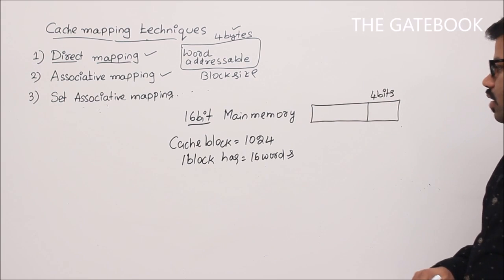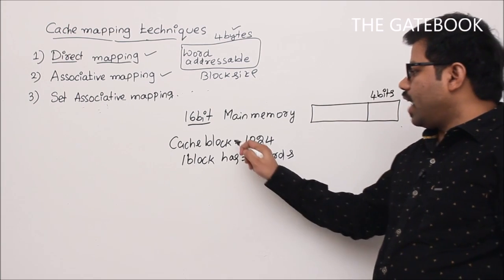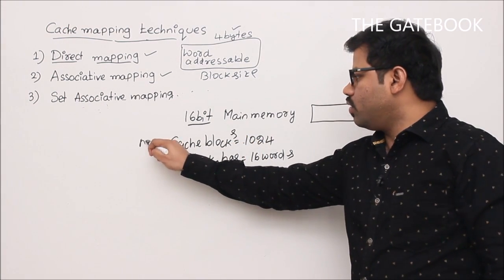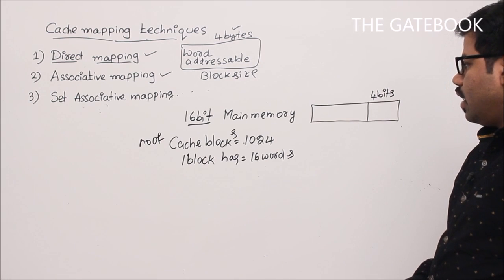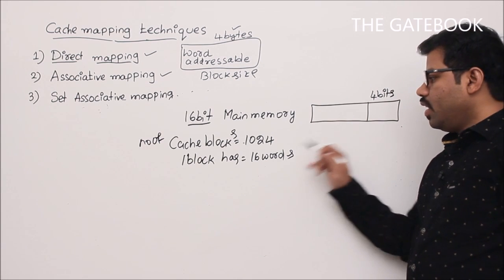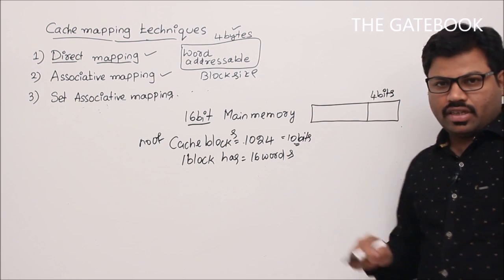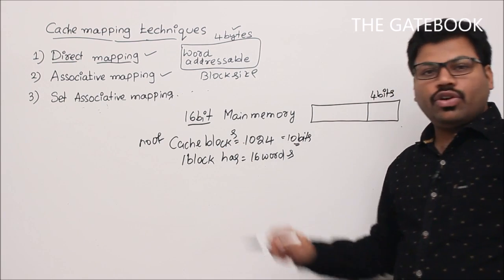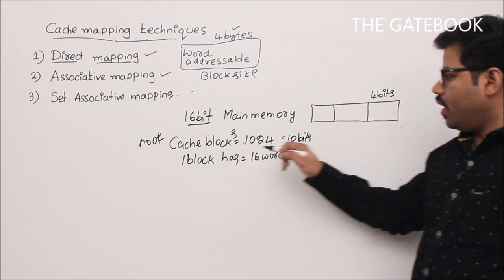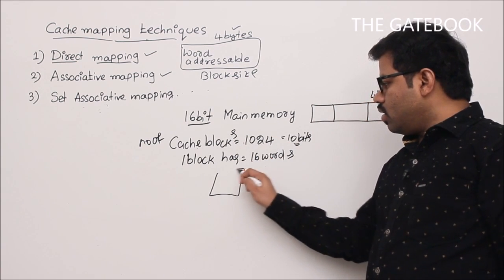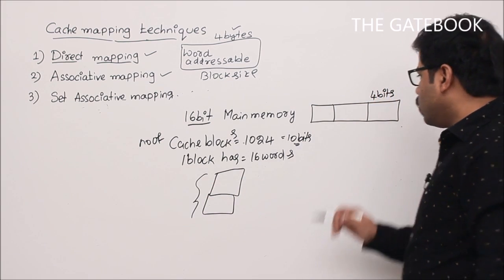Second, the number of cache blocks is 1024, not cache block size, the number of cache blocks is 1024. Then how many bits are required to differentiate them? 10 bits, correct? So the cache index size will be 10 bits. Remember, the number of cache blocks decides these next 10 bits, because we have to index into the cache. This is your cache with 1024 different blocks, so 10 bits are required to differentiate them.